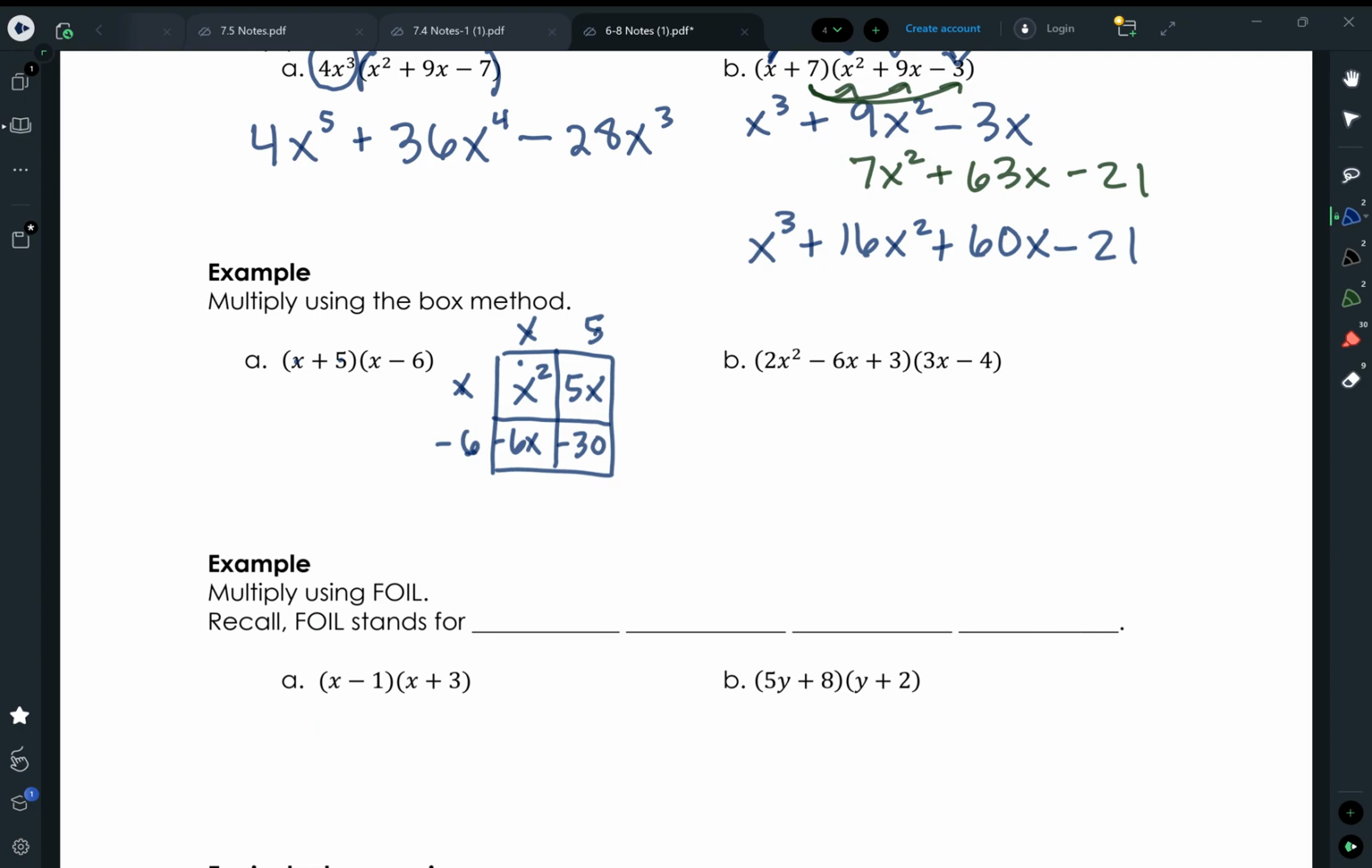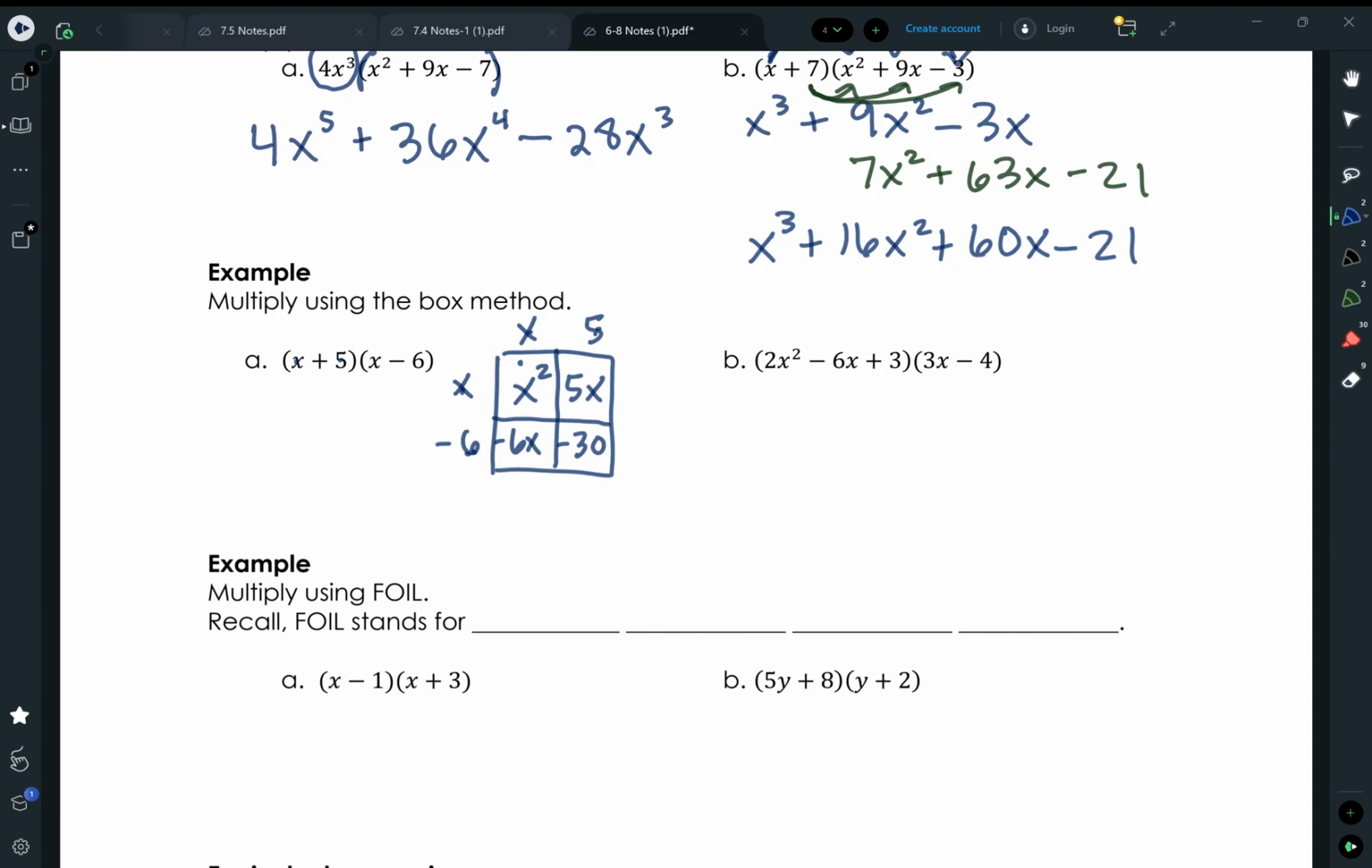So this is just a different way of multiplying that doesn't show all this distributing. For some people, this is an easier, more visual way to multiply, and then for other people, it doesn't work. So I want you to be able to use it, but it does not have to be your preferred method. It does not have to be what you do all the time.